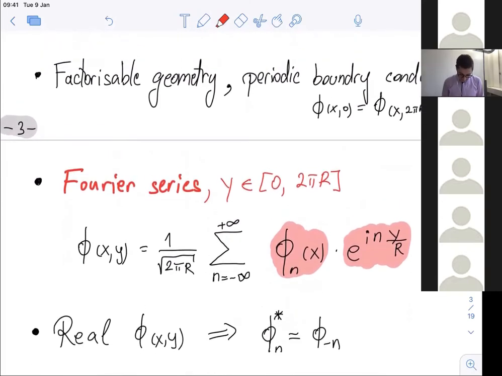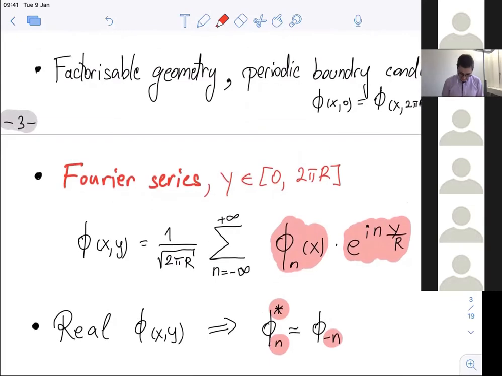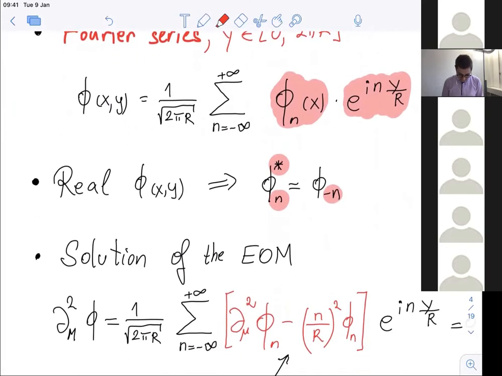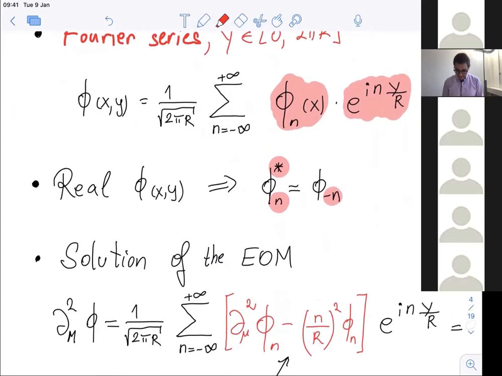Since we started with a real scalar field in 5 dimensions, there is this reality condition, namely that minus n is related to n by charge conjugation. This relation between Fourier modes ensures that phi of x and y is a real field. Now let's take this general representation of the field in terms of the Fourier series and plug it into the equation of motion.